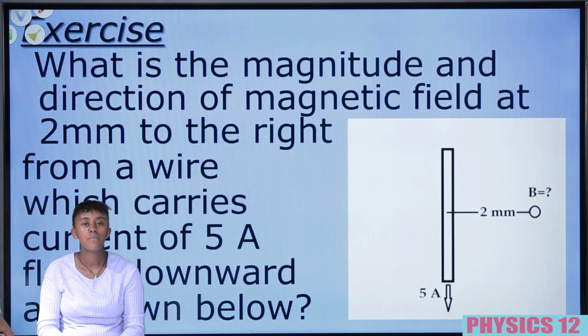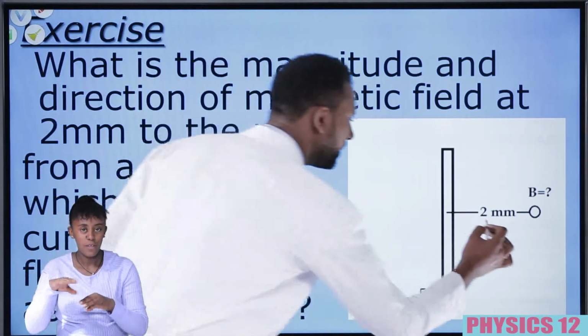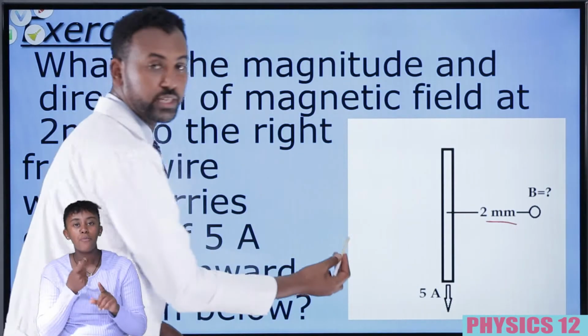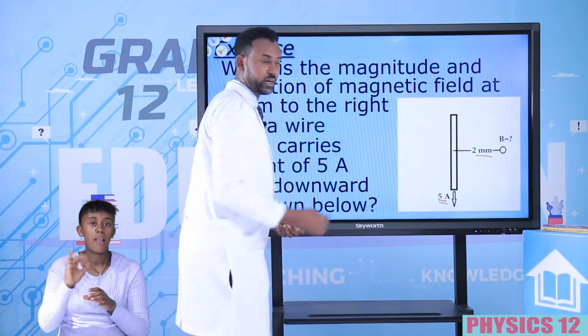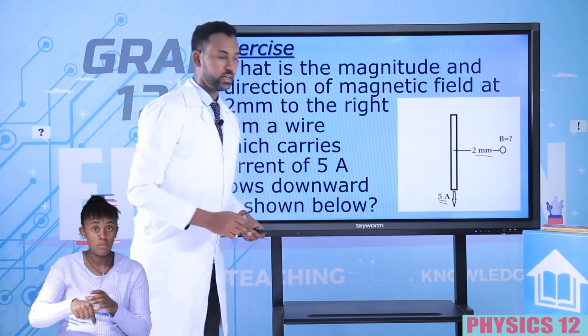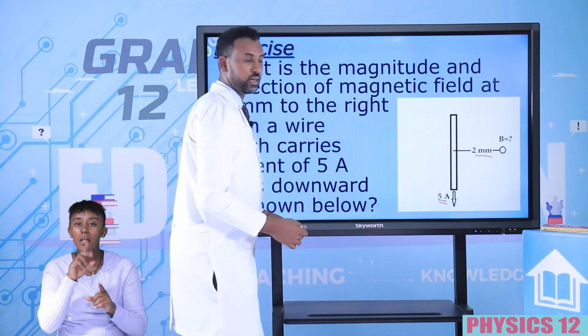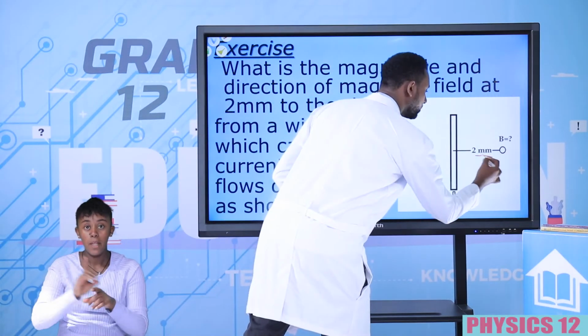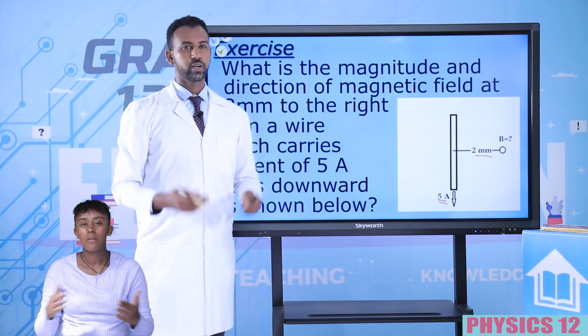Here I have a single exercise. Try to determine the magnetic field at a distance of 2 millimeters from a straight current carrying conductor which carries a current of 5 ampere downward. It carries a current of 5 ampere downward, and we are asked to find the magnetic field at a distance of 2 millimeters to the right side of this wire. So please try to find this.